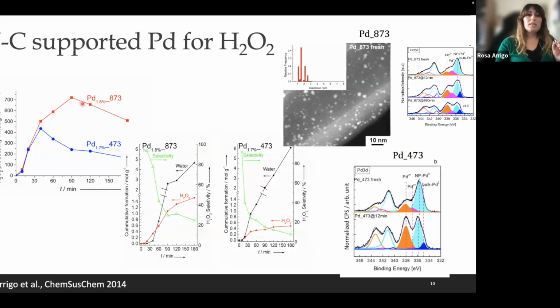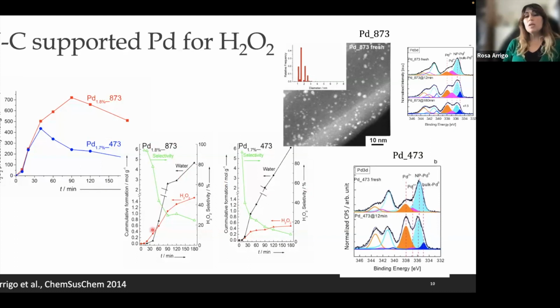Now, this is the same system I showed before, the very active and pyridinic nitrogen abundant one and the one with poor pyridinic nitrogen content. And you can see here that these systems are suffering fast deactivation, because the reaction goes from a 2-electron transfer to a selective oxidation of hydrogen to H2O2 rapidly to produce water, which is unwanted. However, the Pd473 is always unselective, but the Pd873, there is a region in which it is selective.